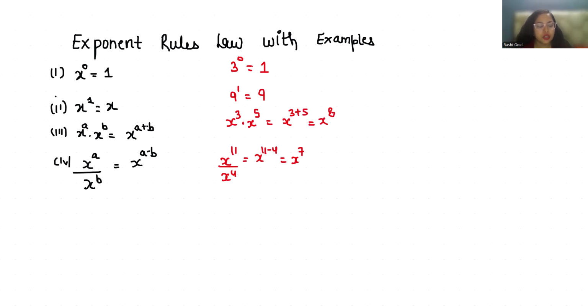Now, fifth rule is x power a power b. We can write it as x power ab or x power b power a. For example, x power 5 power 3, we can write it as x power 5 times 3, which is equal to x power 15, or x power 3 power 5.